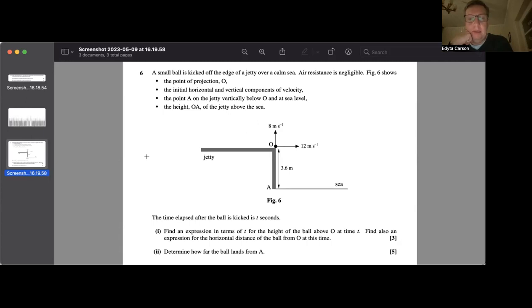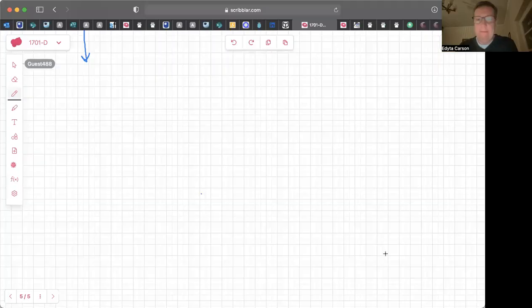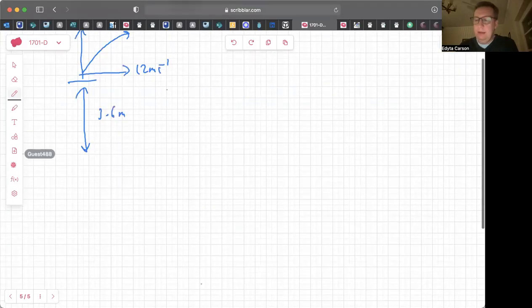So part one, find the expression in terms of t for the height of the ball. All right, so that means we're just going to use the height, which would be using S equals UT plus half AT squared, because we want a distance. And we'll just need to put the numbers in appropriately. So if you do the same SUVAT thing, we'll switch over to our whiteboard. There it is. That's what's going on.